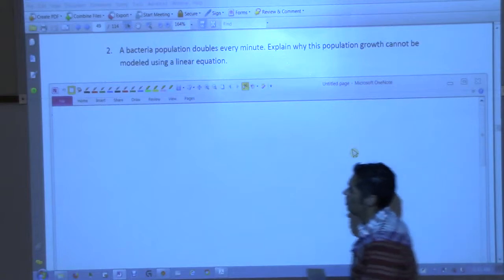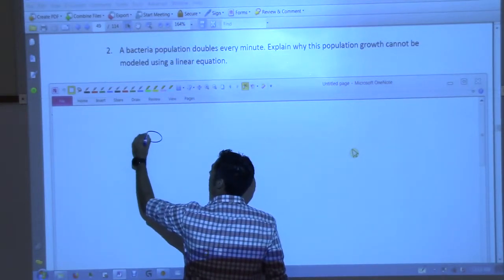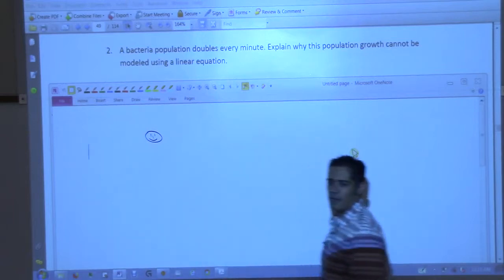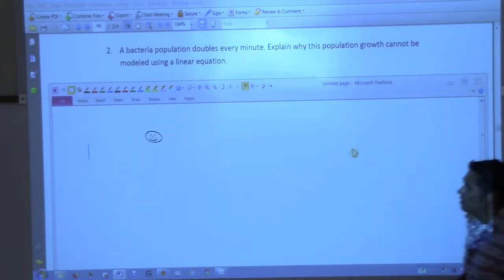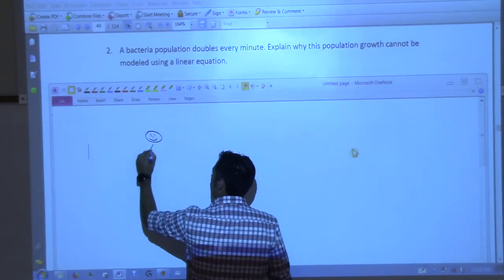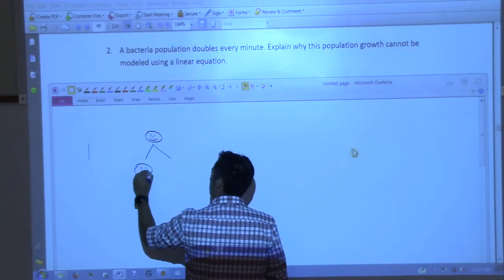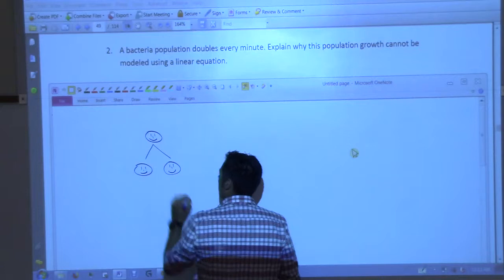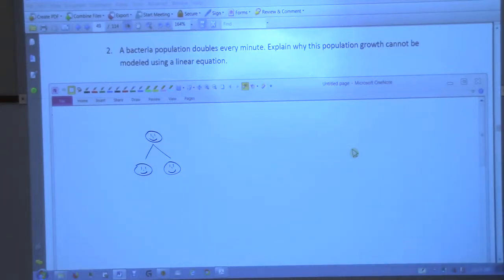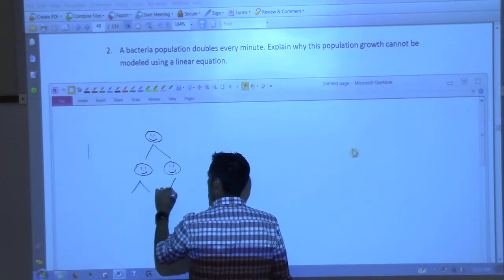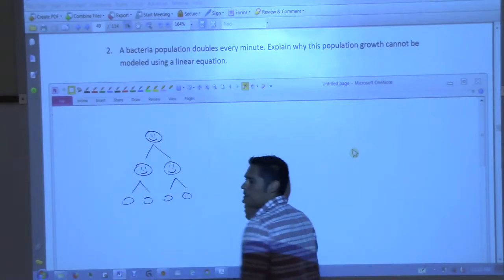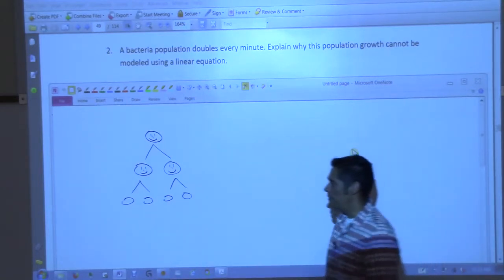So let me draw a picture. Let's say that we have a bacteria, a very happy little bacteria right there. And it's just one guy right there. And that bacteria will split off and double every single minute. So let's say that this is the bacteria, and then 1 minute later, he's got a buddy. There's now 2 of them. And then 1 minute later, how many will there be? There will be 4, because each one of them doubles. And then how many are going to be there after another minute? We're going to have 8.